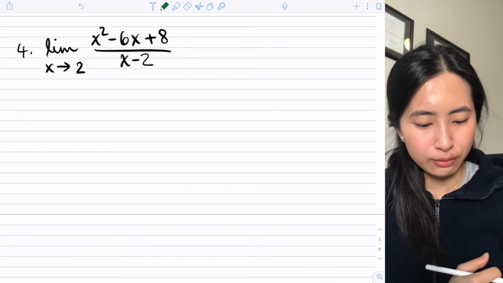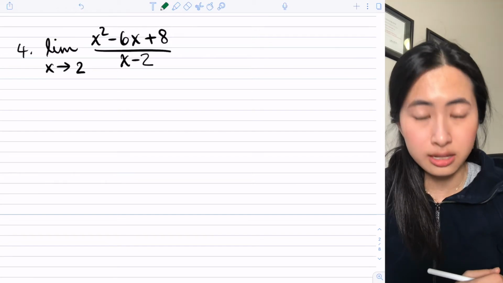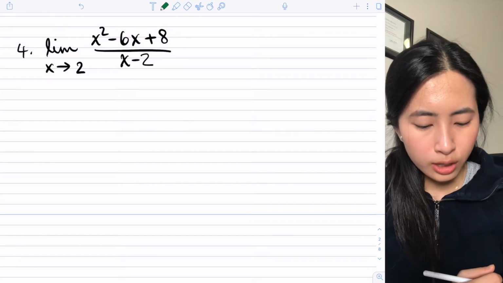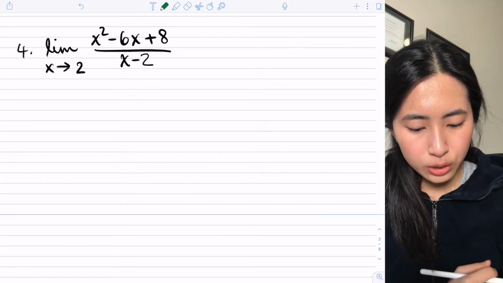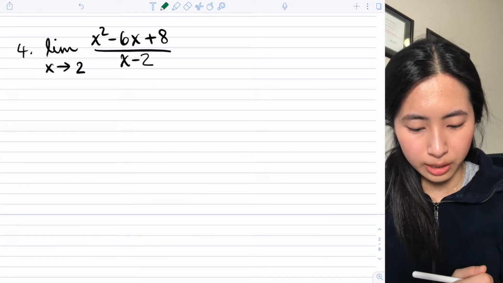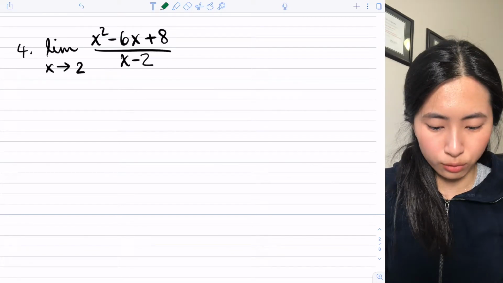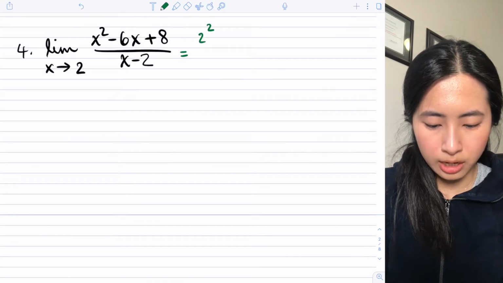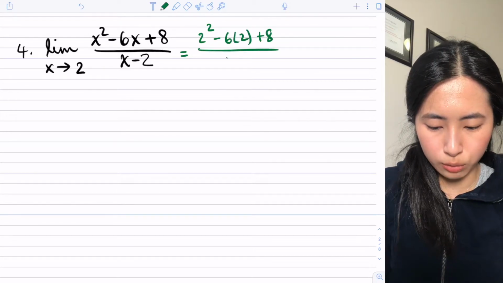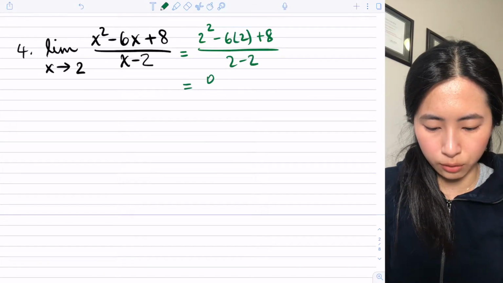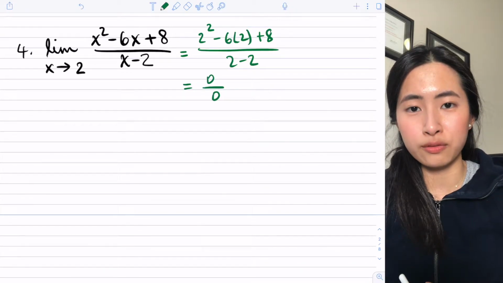For this example, we have the limit when x approaches 2 of x squared minus 6x plus 8 all over x minus 2. Right off the bat, you see that when you plug in 2 into your expression, you actually get an indeterminate form. So we have 2 squared minus 6 times 2 plus 8 all over 2 minus 2. This results to 0 over 0, and this is actually problematic as we've discussed from our previous video.